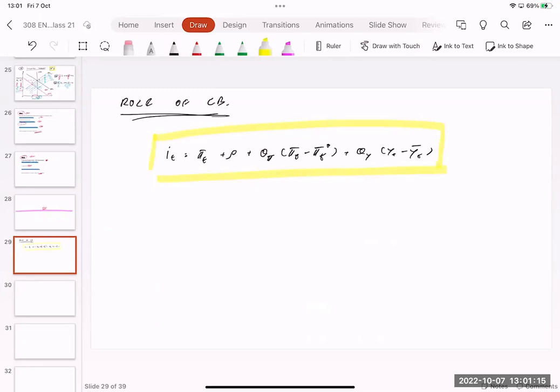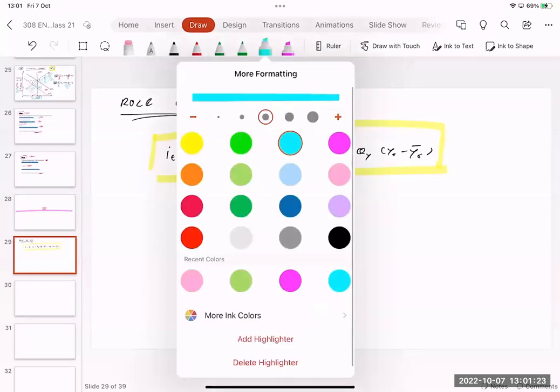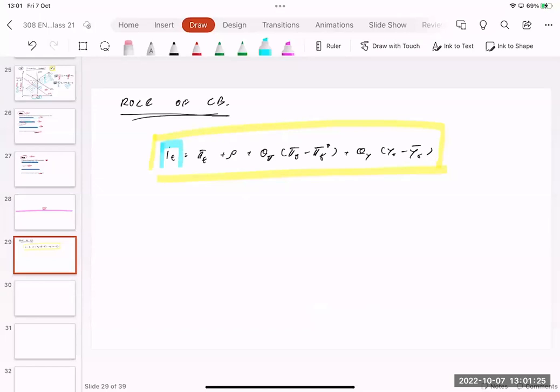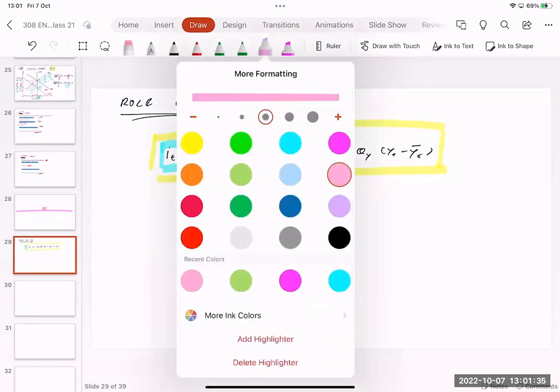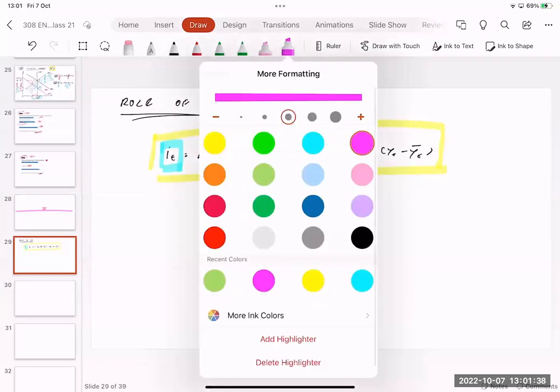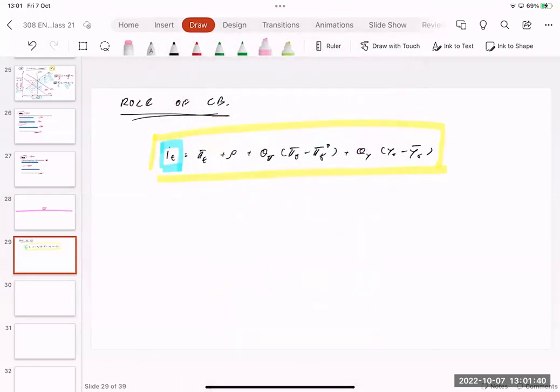The central bank is going to use this equation to determine whether they are going to increase or decrease the nominal interest rate. Normally the central bank can control i, the nominal interest rate. So the central bank is going to increase i or decrease i, and it depends on two main factors. The first factor is about inflation, pi_t minus pi_t star.